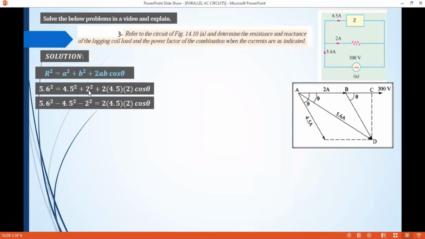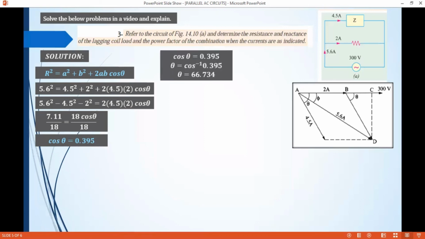Since it is addition, we transpose it to the other side. So 5.6 squared minus 4.5 squared minus 2 squared is equal to 2 times 4.5 times 2 cosine theta. The answer for this is 7.11, and 2 times 4.5 times 2 is 18. Then divide both sides by 18 to get the cosine theta. So we have cosine theta equal to 0.395.